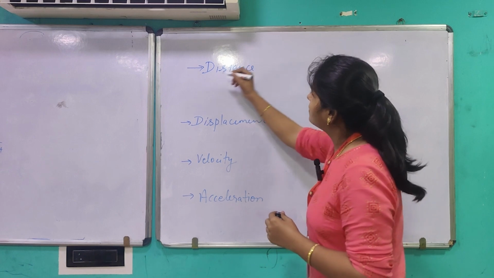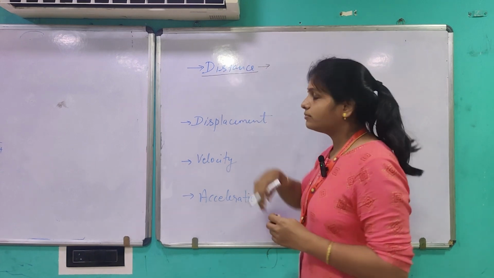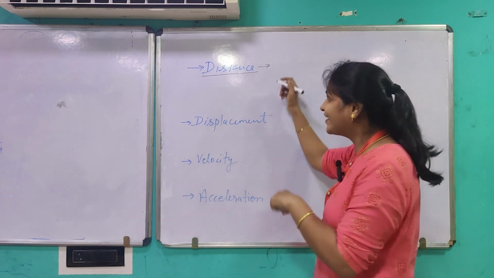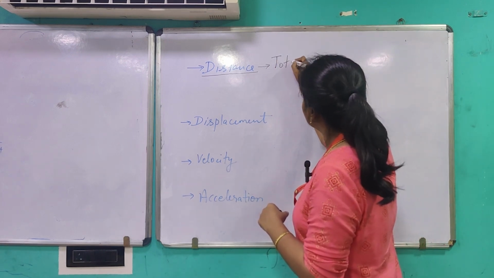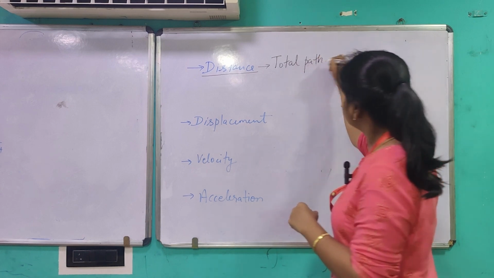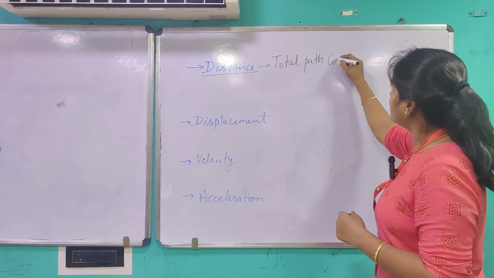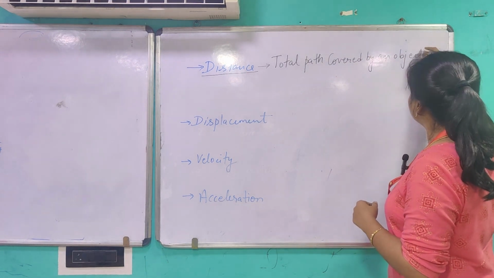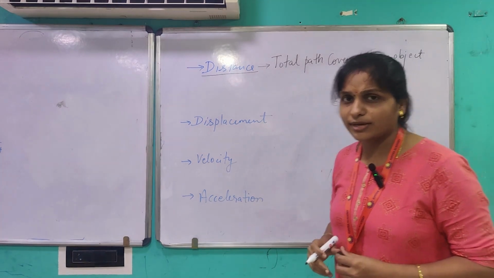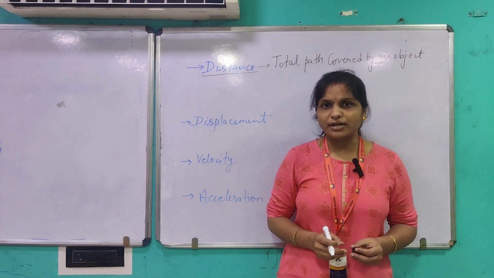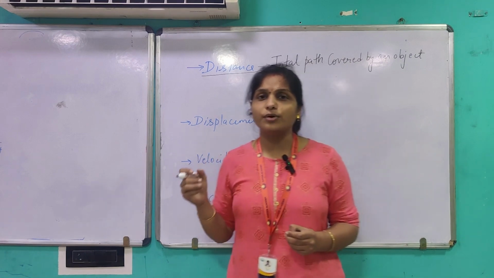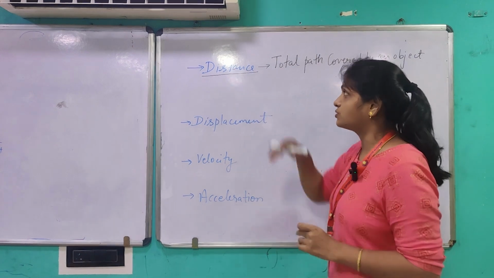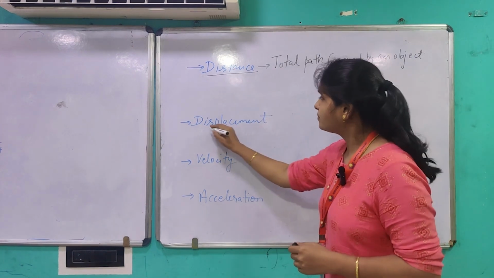Okay. Answer me. You can say there also. What is distance? Okay, you say, madam. Okay, I will say. Distance is the total path covered by an object. That is distance, okay. Whatever path you are covering, straight line, you are going curve also, whatever you are covering, you have to add. That is your distance, total path covered by an object.